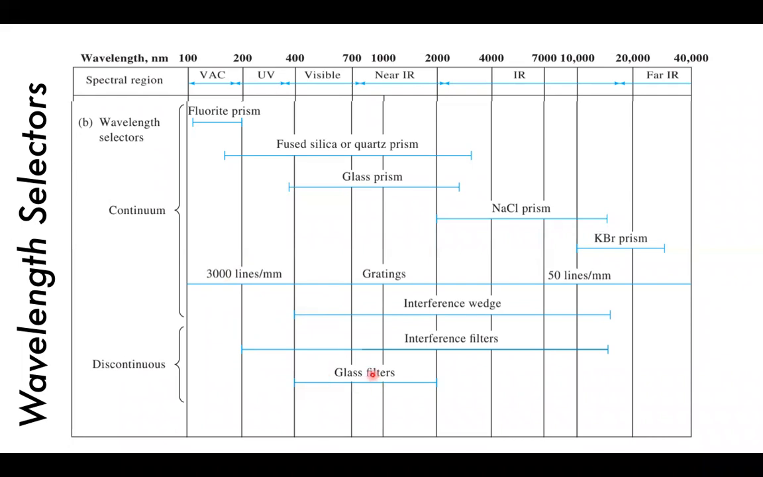Then the ones that we'll be talking about down here, discontinuous, are, for example, glass filters or interference filters. We'll mostly be talking about glass filters. These are very useful, actually. They cut out broad ranges of light. The reason they're called discontinuous is because they don't block all wavelengths of light. They only block them over a certain range, but they're pretty good at doing that.